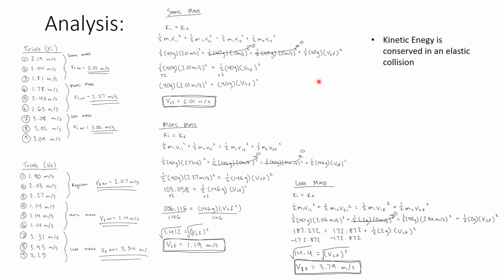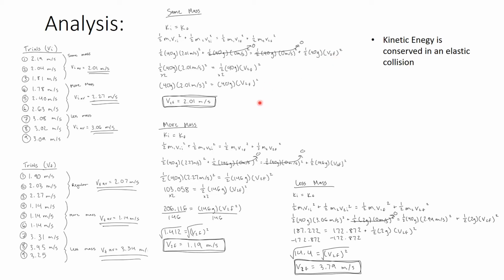Since kinetic energy in an elastic collision is conserved, I was able to use the equation kinetic energy initial is equal to kinetic energy final, which is also just 1/2 mv squared plus 1/2 mv squared is equal to 1/2 mv squared plus 1/2 mv squared. And for the masses, I just used the masses of the balls, and for the initial velocity, I used these values, or the average value right here, which was the velocity right before impact. And I used all these values to find the final velocity of the ball using the equation.